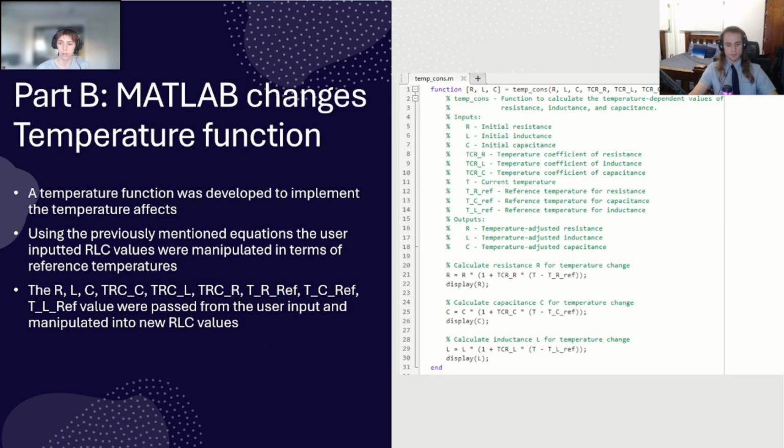The main addition to the given code was a temperature function called tempConstant. This function adjusts RLC values based on the temperature changes. The function takes the temperature coefficients, the TCR values, and the reference temperature, Tref, of a resistor, inductor, and capacitor, provided by the user, and then uses the previously discussed equation to recalculate the values. Because of the 3D nature of the graphs, temperature is passed to the function and the new value of RLC is calculated for each temperature difference.